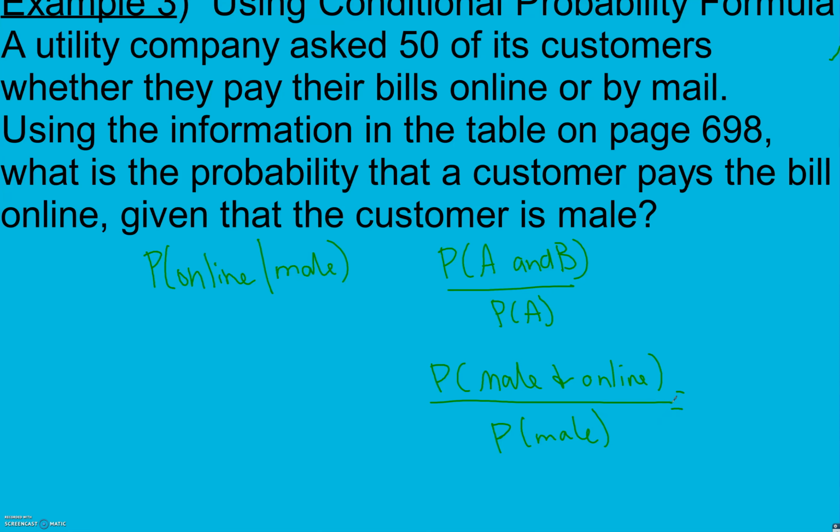If we look at our chart, the probability of male and online is going to be 12 out of the total number of people. So we need to add up all of these values to see how many people there were overall. We have 12 and 8 male and 24 and 6 female, which gives us 50 total people. And that's what we divide by. 12 out of 50 people are male and order online. And of those, 20 are male out of 50.